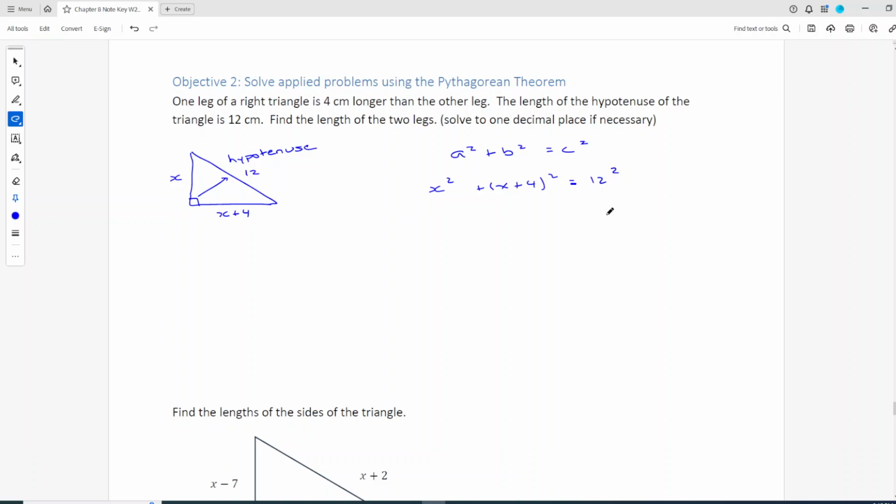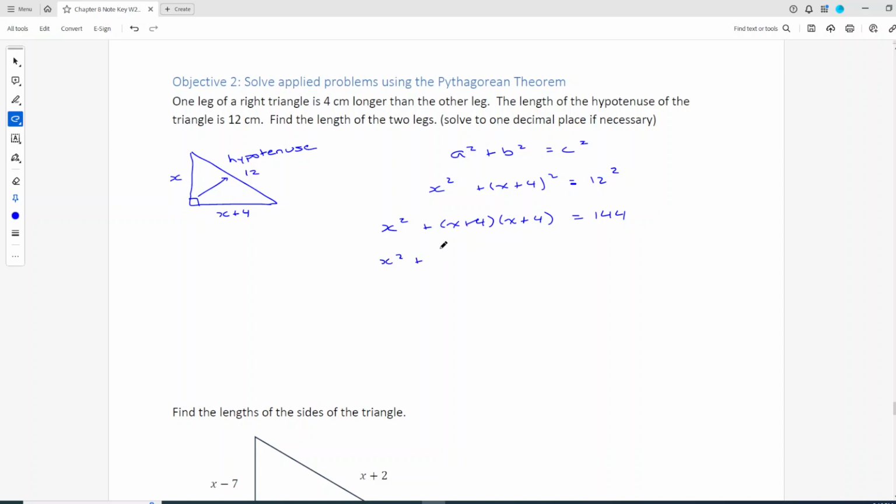So we have four methods. We can solve by factoring, square root method, complete the square, or quadratic formula. But no matter which method you choose, I can't start yet. I need it to be in standard form: ax squared plus bx plus c equals 0. So the first thing we have to do is simplify. So I'm going to multiply x plus 4 by itself. So that's x plus 4 times x plus 4. I'm going to square 12. Then I'm going to expand this.